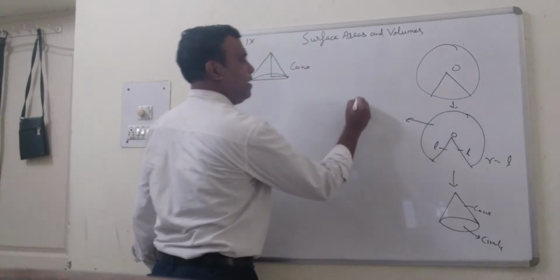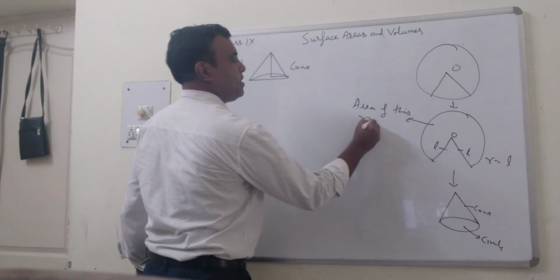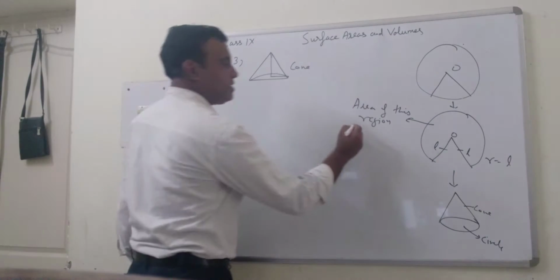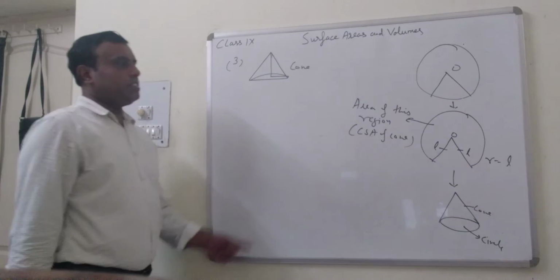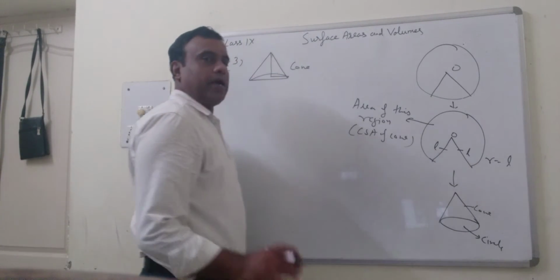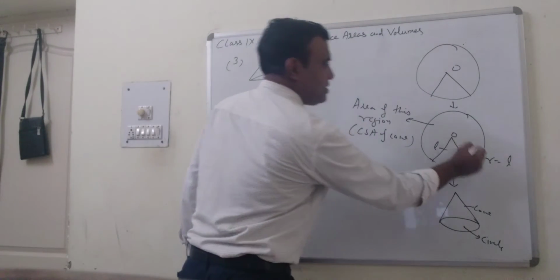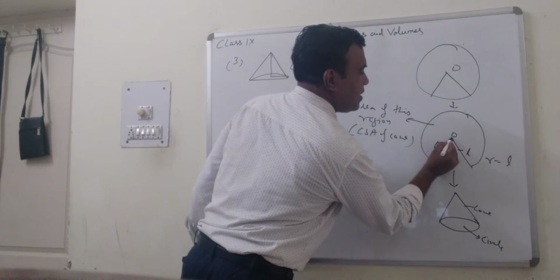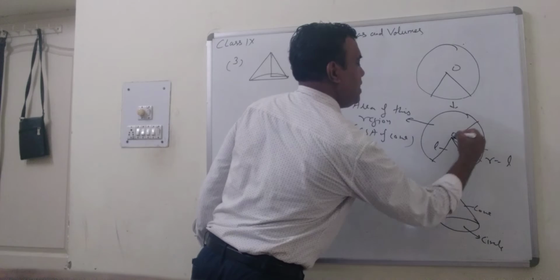We have to find the area of this region. That is the CSA of the cone. So how will you find the area? See here, we divide this sector into small triangles, and so on.